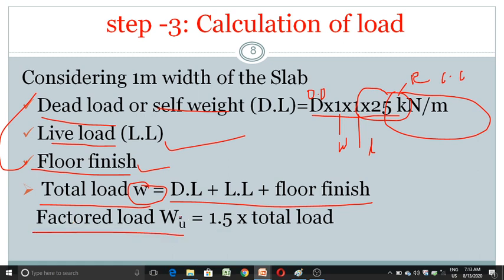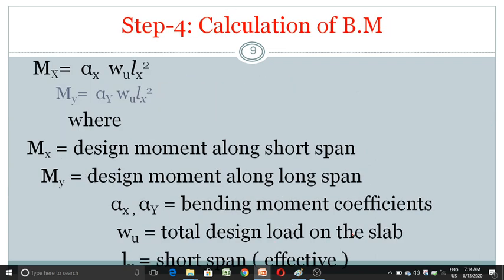Generally the factored load is designated with a W, and the partial factor of safety used for the limit state of collapse in flexure is 1.5. So the total load will be multiplied by 1.5, then we will get the factored load. Right. After calculating the factored load, we have to calculate the bending moments.